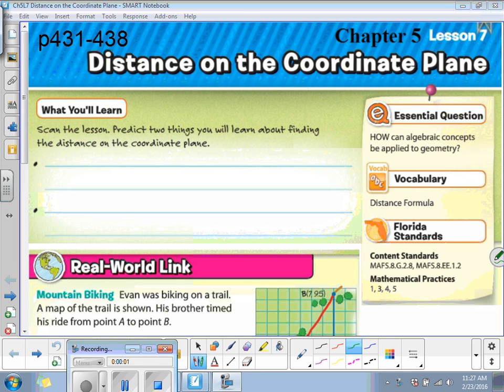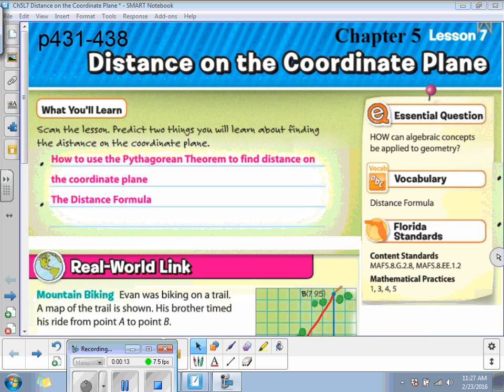Chapter 5 Lesson 7 is distance on the coordinate plane. So what you will learn says scan the lesson, predict 2 things you will learn about finding the distance on the coordinate plane. Here, we will use the Pythagorean theorem to find distance on the coordinate plane, right? And you're going to use the distance formula.